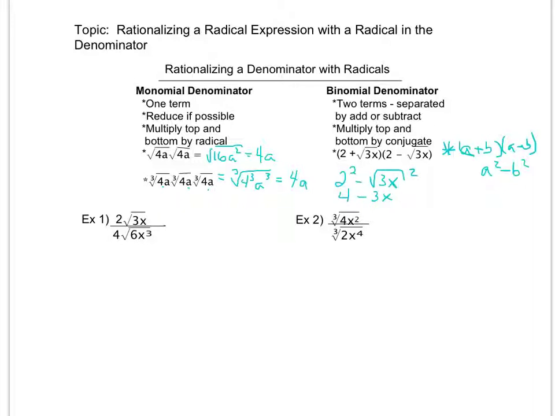So I have 3 examples here. I have 2 monomial examples and 1 binomial example. So let's go ahead and take a look at these.